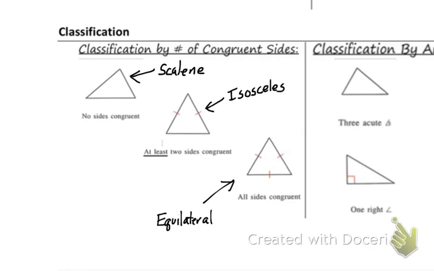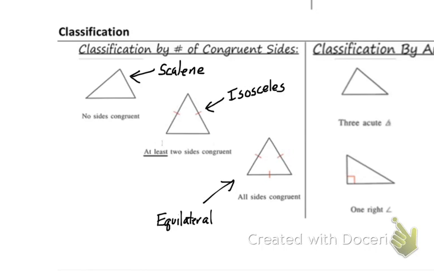But here's where it gets dicey. Is an equilateral triangle isosceles? What do you think, Amber? No, because all the sides are congruent. Okay, maybe. That's one guess. Evan? Yeah, because it says at least 2 sides are congruent for isosceles, and you could have 3. Does that change your answer at all?